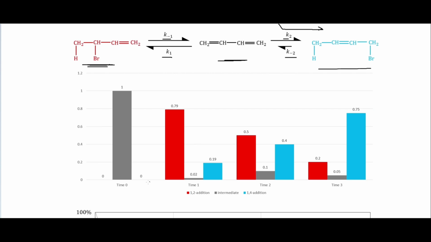And so what we see is at time 0, so before the reaction, we have 100% reactant here. But then at some time t1 here, we will have mostly the 1,2 product. But then at some time t2 here, this product will start going down while this one is going up, and we're getting trapped in that 1,4 addition. Then at time t3, we end up with this at about 0.75, so about 75%. And this has gone down, so at t3 right here.